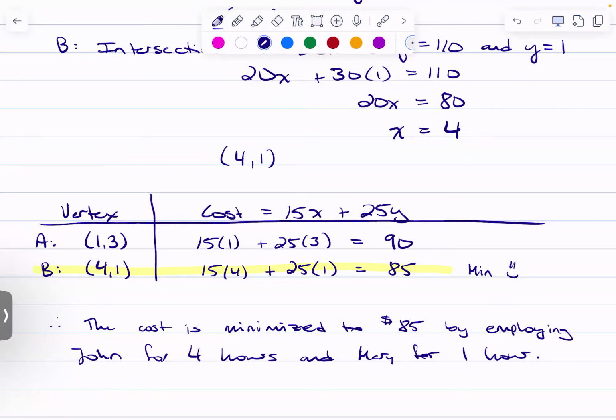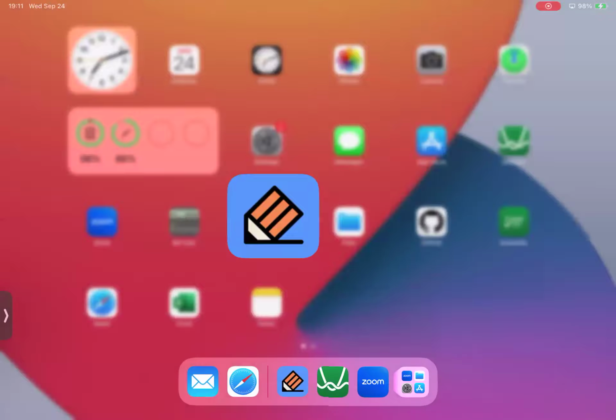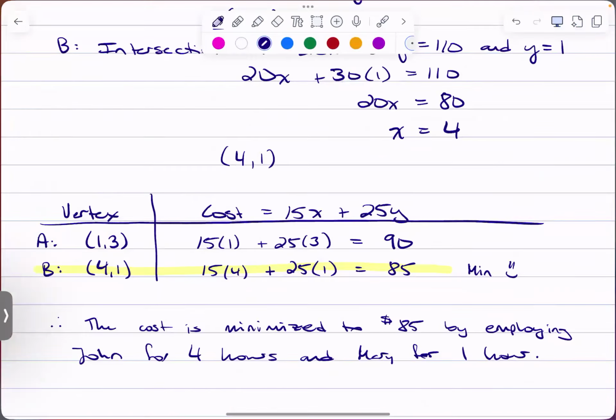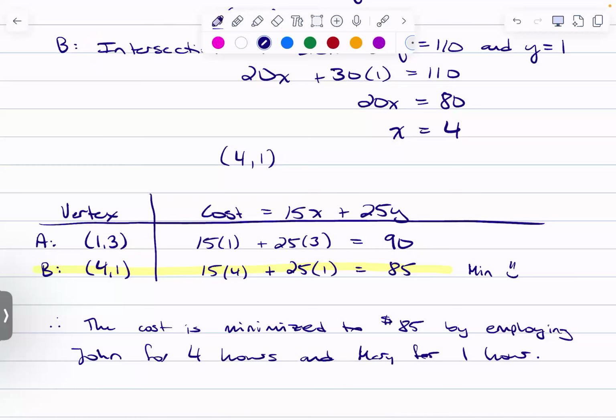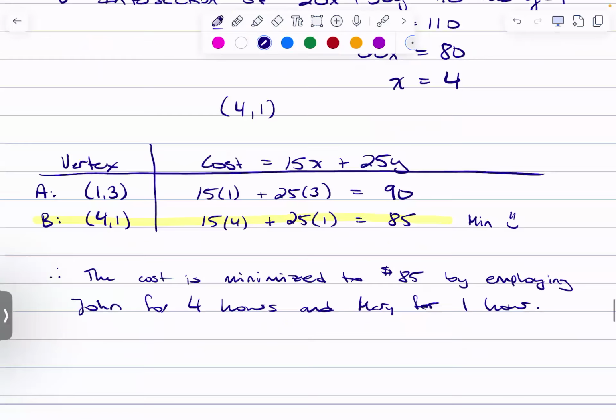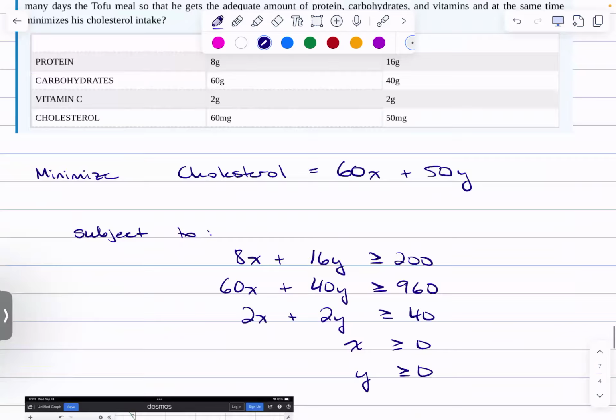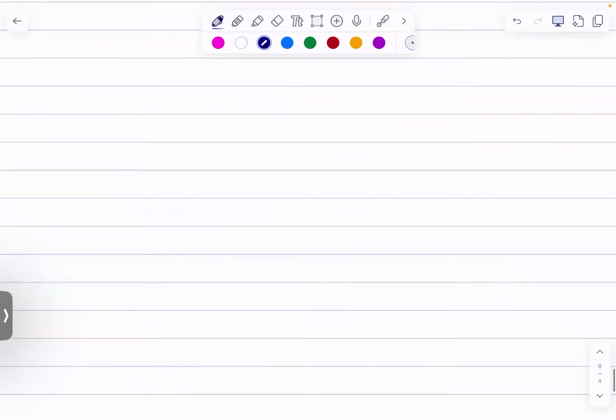And now, let's see here. Okay, doing good. You'll be happy to know that we only have one more example.